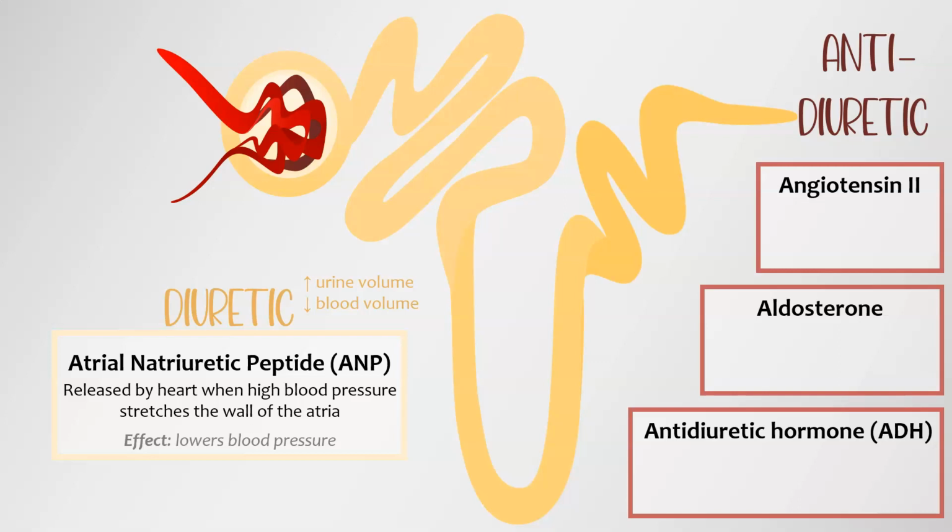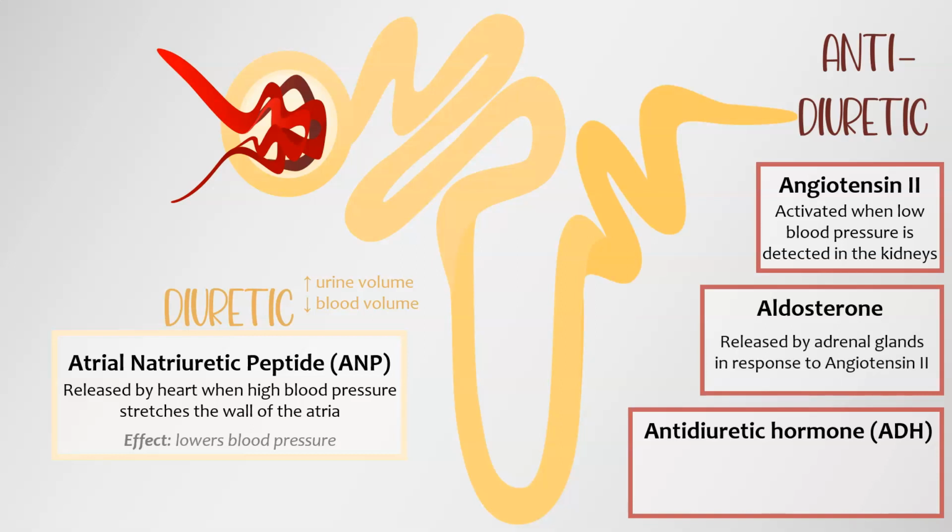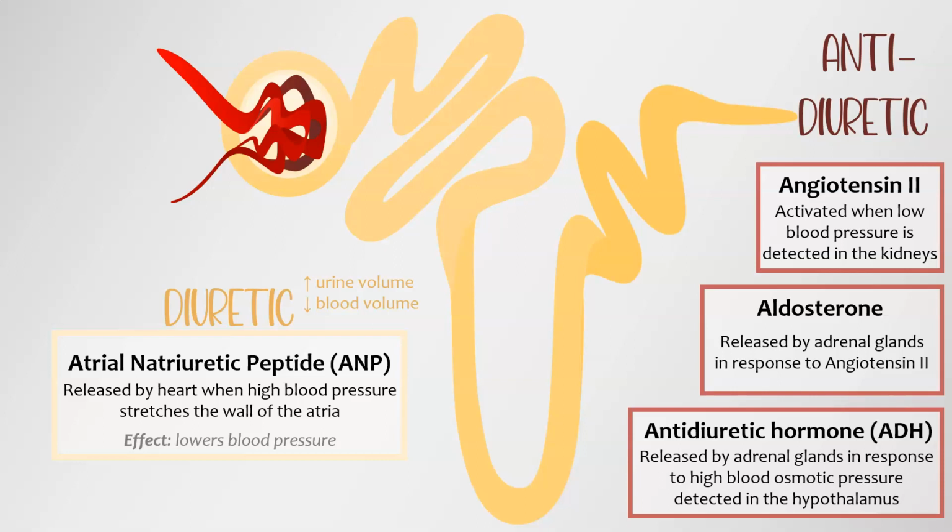Angiotensin II, aldosterone, and antidiuretic hormone are all released in response to features found in dehydration, like low blood pressure or high concentration of solutes in the blood, aka high blood osmolarity. Angiotensin II is activated in response to low blood pressure in the kidneys. Aldosterone is released by the adrenal glands in response to angiotensin II. And ADH is released by the adrenal glands in response to high blood osmolarity detected in the hypothalamus.